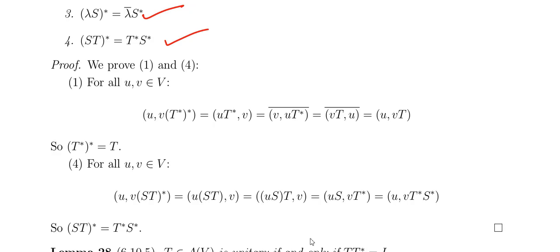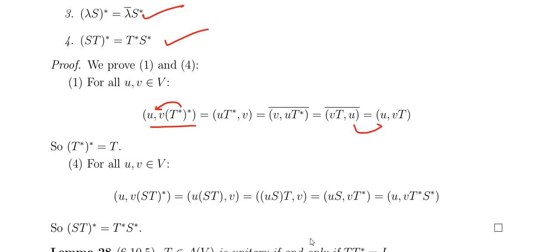First of all, (T star) star equals T. For that, take (u, v T double star). By the inner product definition, this is (uT star, v), then the conjugate of (v, uT star), and once again, bringing it to this side, the conjugate of (vT, u).